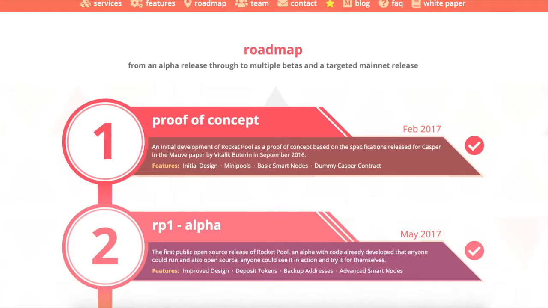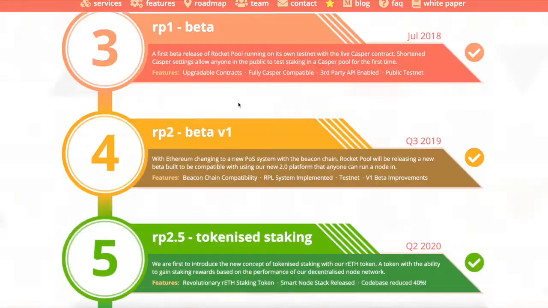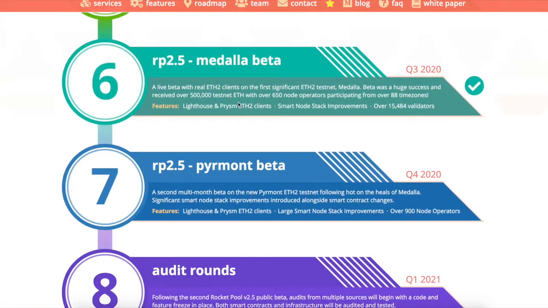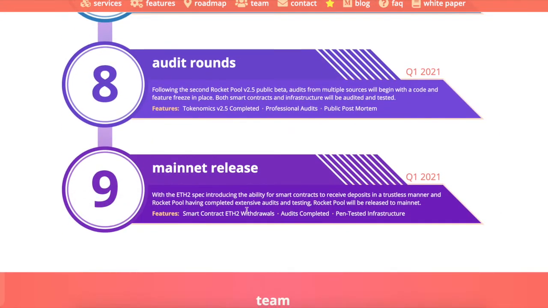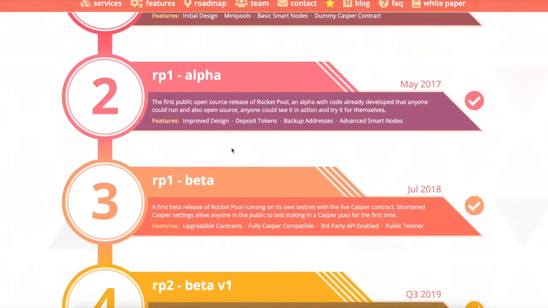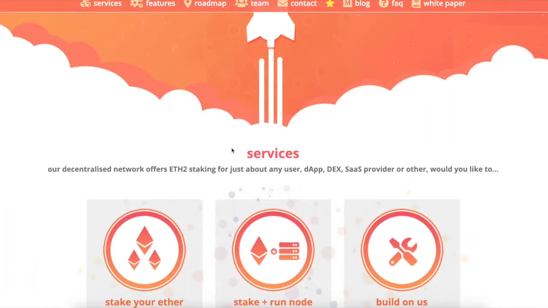Anyways, let's go ahead and get into the project. This is their roadmap. They're doing pretty good. They are almost mainnet. They're going to be mainnet this quarter. It's a really easy project. So mainly, you're able to stake Ethereum without actually having 32 ETH, nor do you have to run a node. So it's kind of cool.